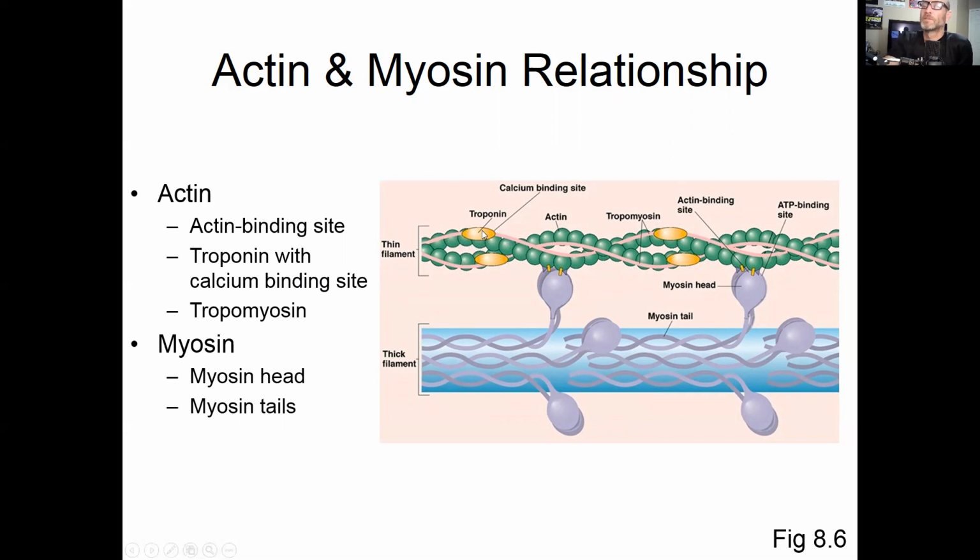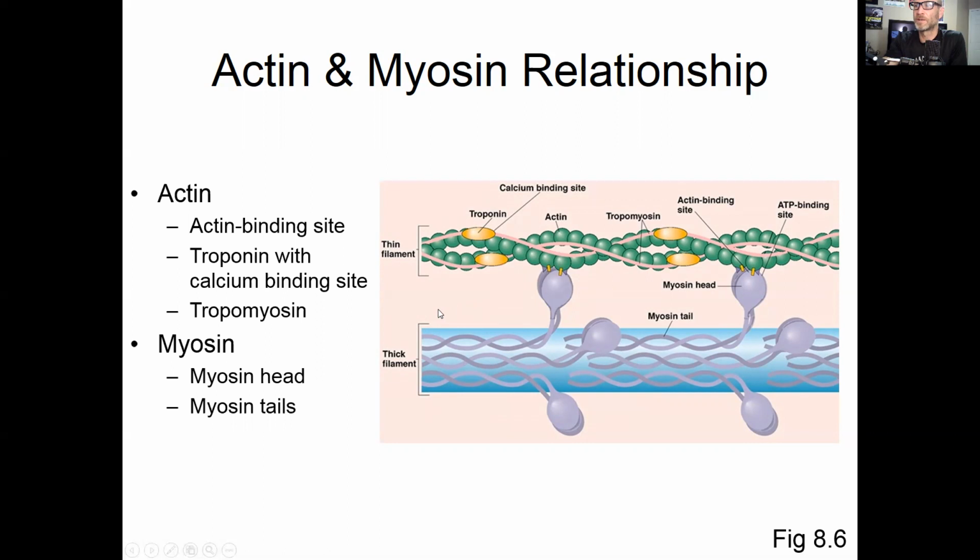Troponin will bind ultimately with calcium. And when calcium binds with troponin, it will change where this tropomyosin is located on the thin filament. And when it changes where the tropomyosin is located, it exposes a portion of the thin filament, the actin portion, that interacts with the myosin head. So without that calcium binding with troponin, there's no potential for the myosin to interact with the thin filament. Okay, and that's an important part.